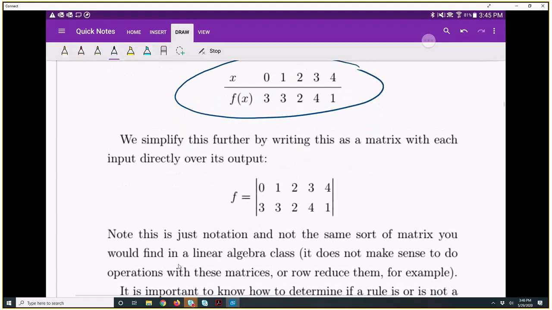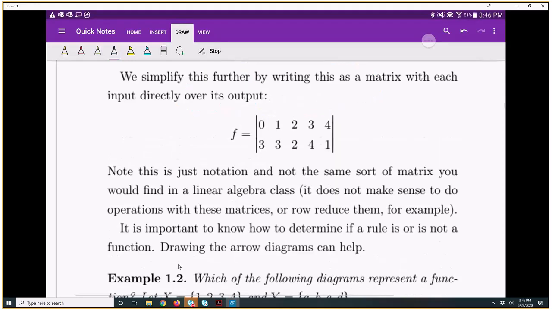Or we could further simplify this table by just getting rid of this column and writing it as a matrix. So again, I have 0, 1, 2, 3, and 4, and the second row tells me which element in the codomain I'm associating with each element in the domain. But we want to make a note here that we use this notation that looks like a matrix, but we are not thinking of this in the same way that we thought of matrices if we took linear algebra. It doesn't make sense to do matrix operations here or row reductions or anything like that.